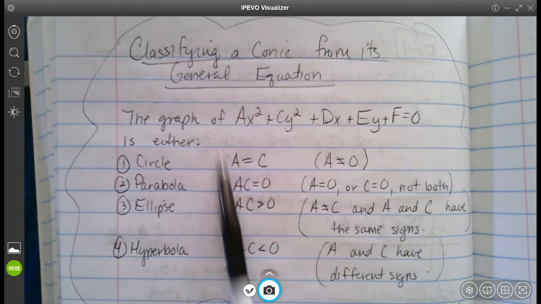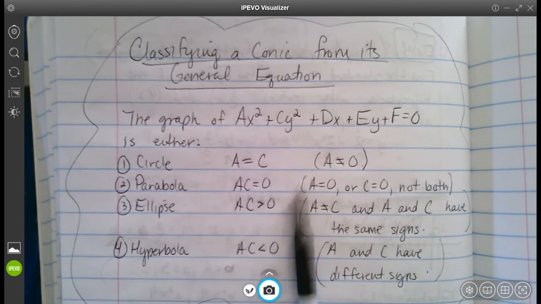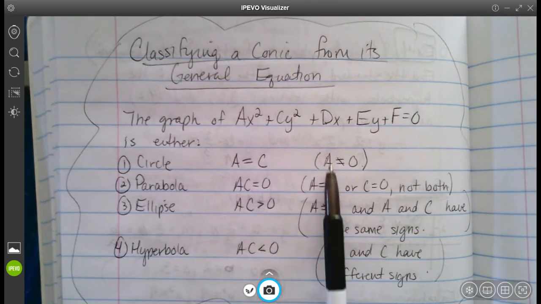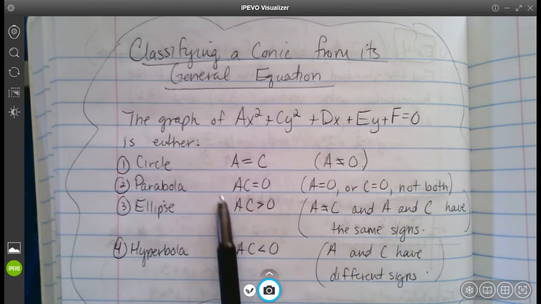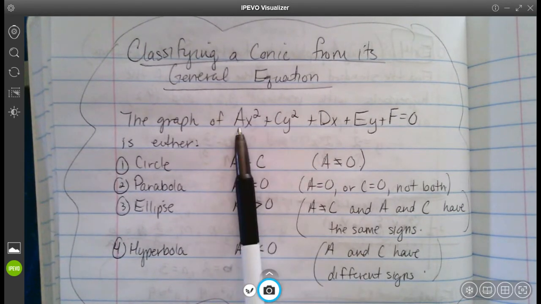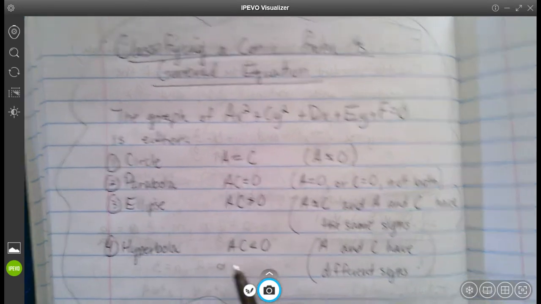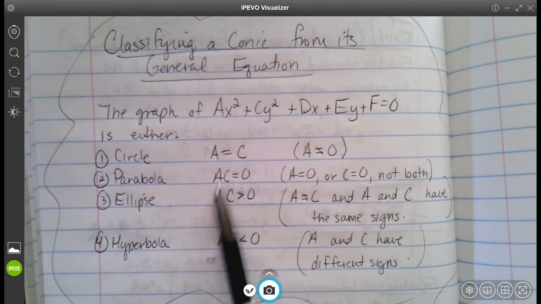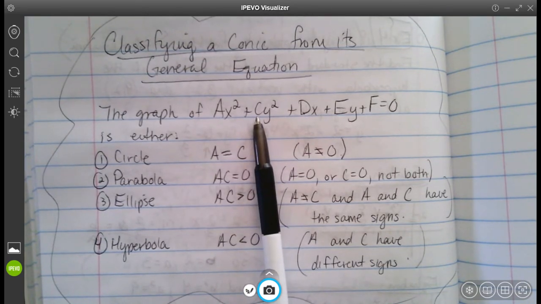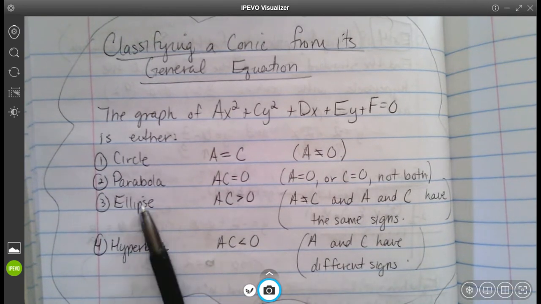You will have these graphs in this format usually, and this is what happens. If A is equal to C, so these are the same, it's probably going to be a circle as long as A is not equal to 0. If A times C is equal to 0, in other words, if one of these is equal to 0, not both, just one of them, then it's a parabola. If A times C is greater than 0, so if you multiply them and it gives you something bigger than 0, and they have the same signs, that means it's an ellipse.